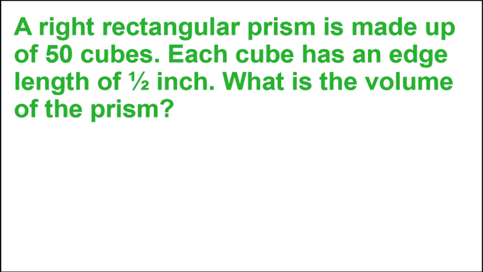So this says a right rectangular prism, all that means is it's like a regular box, is made up of 50 cubes. Each cube has an edge length of 1/2 inch. What is the volume of the prism? So it's already telling you how many of the tiny cubes are in that box, right? And it's asking us for the volume. So we're kind of going backwards, aren't we?